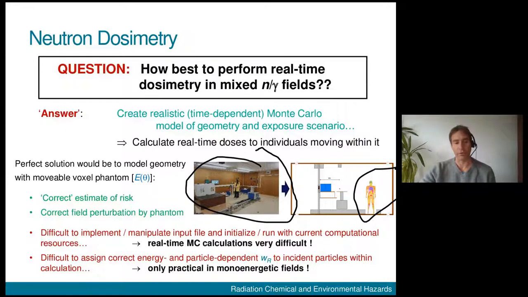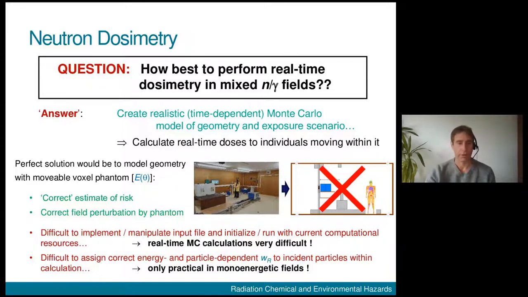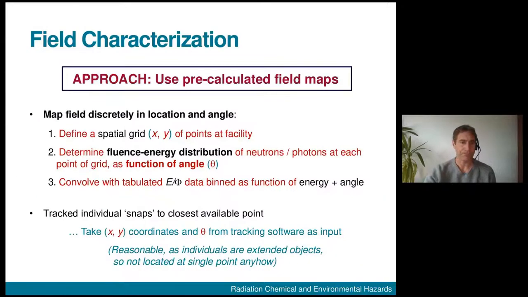And in principle, it's also very hard to assign the correct radiation weighting factor when we have neutrons. So really, we could only come with this approach in a monoenergetic field. So, okay, we had to abandon that idea.